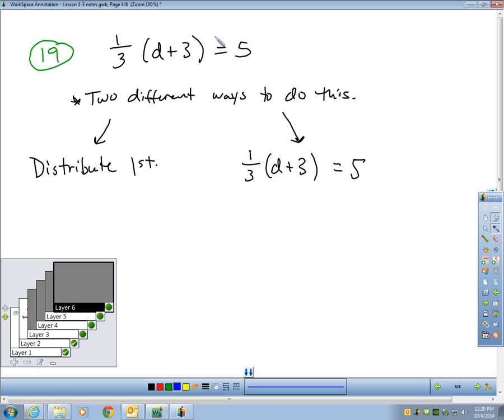I already talked about this. There's two ways we can do a problem like this. We could distribute first and solve it, or we could just peel away the layers of the onion. Either way would work. I think I've already emphasized that, so I'm going to skip over that.